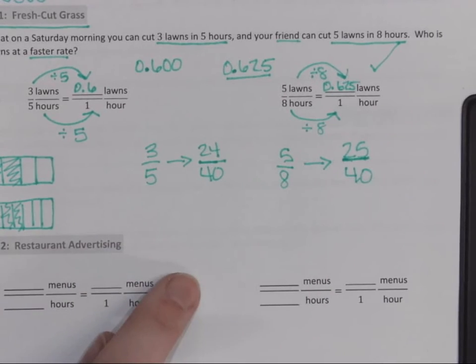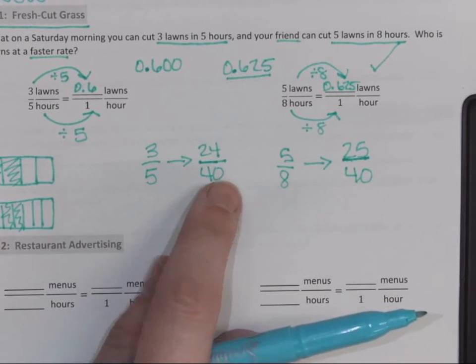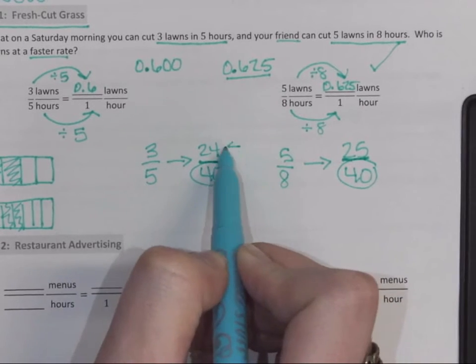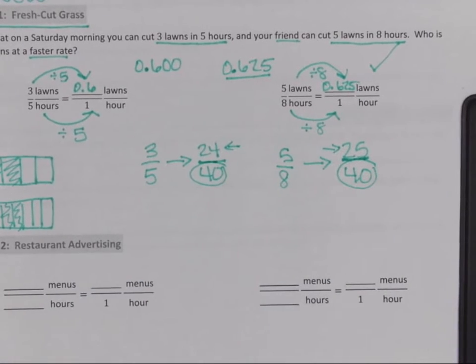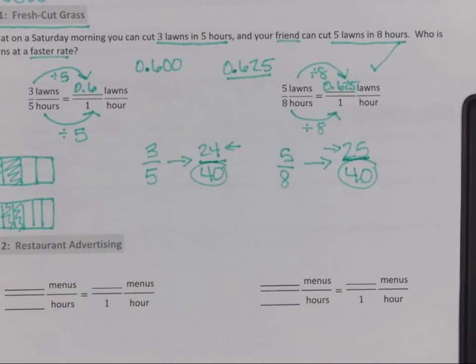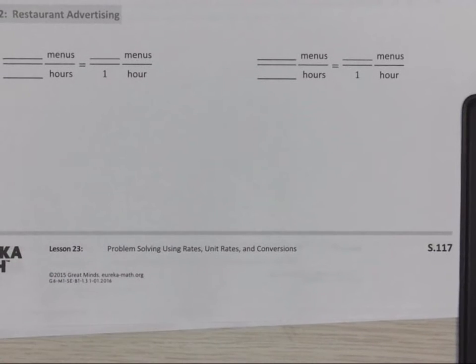Okay, so Dewey also asked the question, do we have to reduce these? No. The reason is we want the denominators to be the same so that we can compare the numerators. This person cut one more 40th of a lawn than I did, so they're faster than me by just a tiny, tiny bit. So example 2. Example 2, you don't have any information for example 2. I'm going to give it to you, okay?